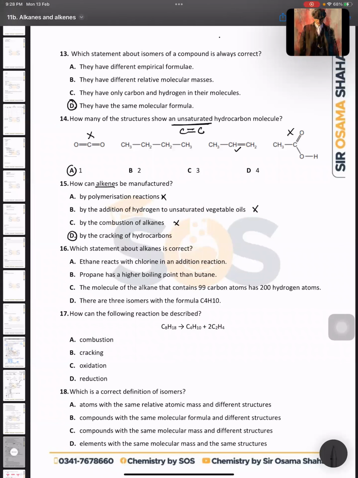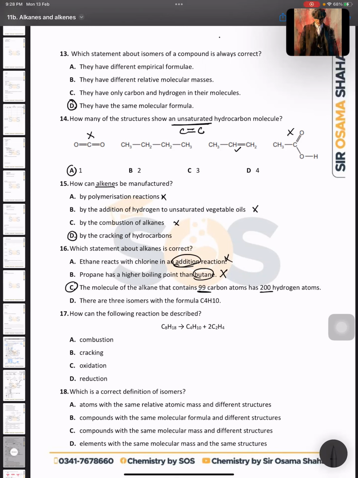Which statement about alkanes is correct? Ethane reacts with chlorine in addition reaction. No, they will do substitution reaction. Propane has a higher boiling point than butane. No, it's lower. Then if you have 99 carbons, so the double plus 2 would be 200. This is the general formula of alkane, which is right. Okay, then it would be C.